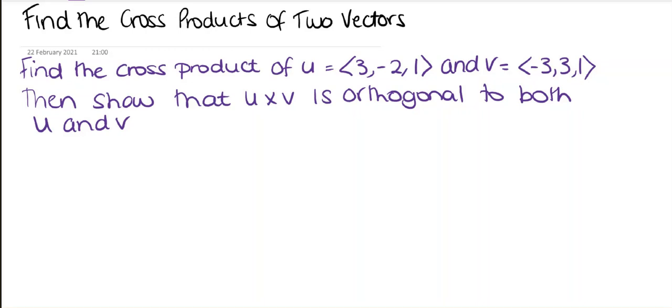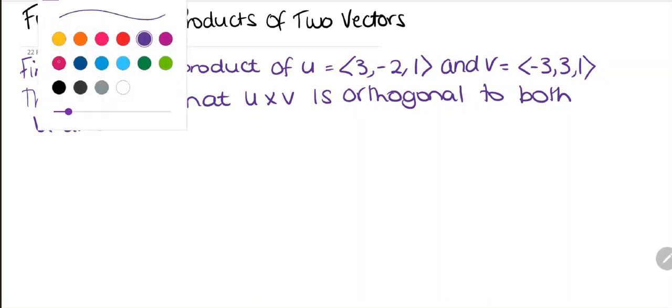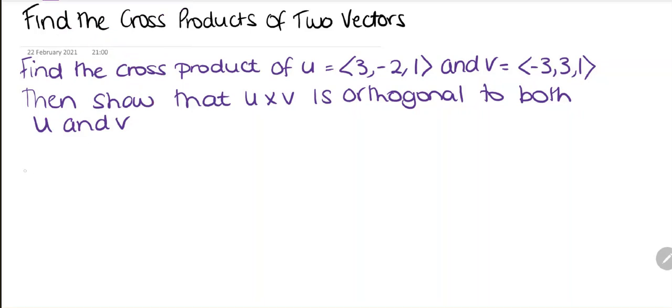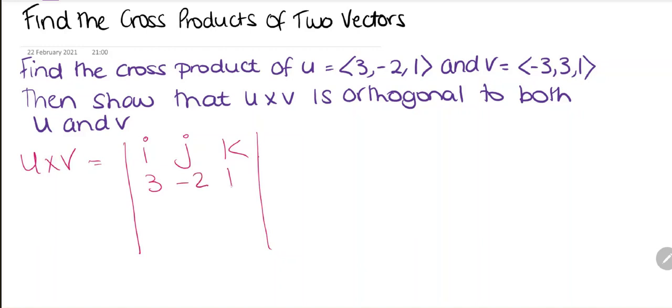So we're going to write this using a matrix. So u cross v, we're going to put this as i, j, and k. So we have 3, minus 2, and 1. And then we have minus 3, 3, and 1.